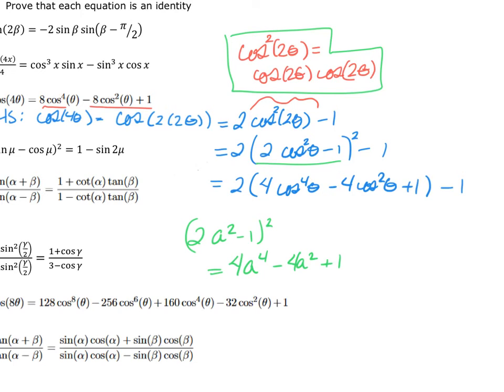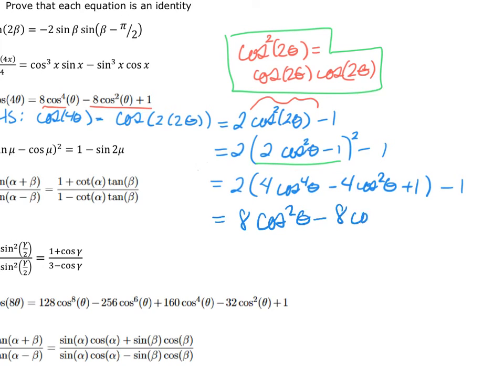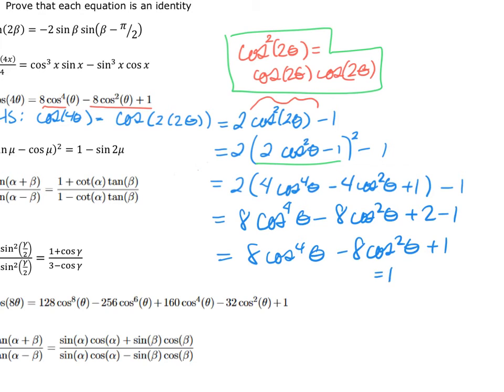So what I have next is I'm going to take the 2 and distribute it through. So I have 2 times 4, which is 8, cosine to the 4th theta, minus 2 times 4 is 8, cosine squared theta, plus 2 minus 1. So this is equal to 8 cosine to the 4th theta minus 8 cosine squared theta plus 1, which is equal to the right-hand side.